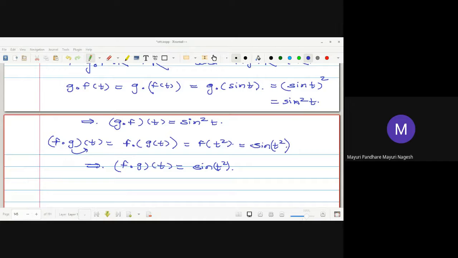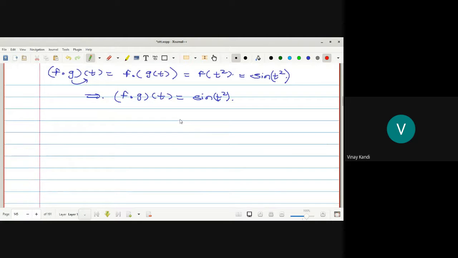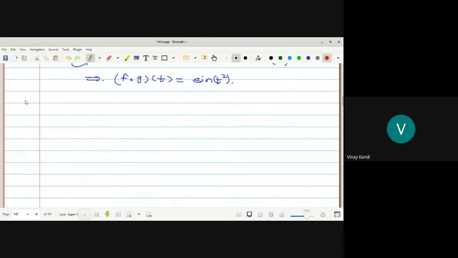Yes, sir. Okay. Now we come towards the next point, linear transformation, the main point of our topic. What is a linear transformation? Linear transformation. Now, definition.